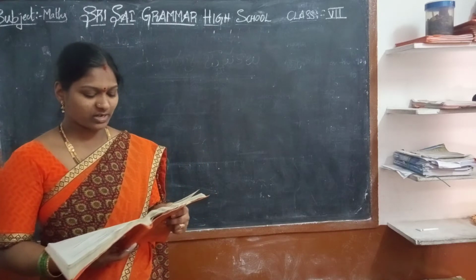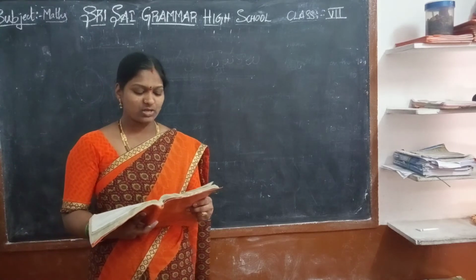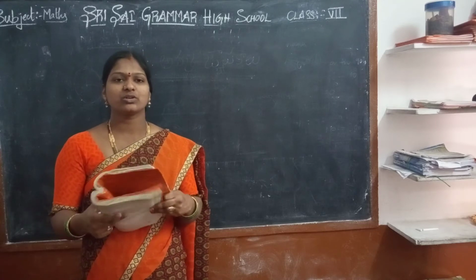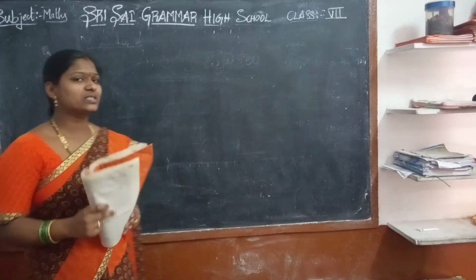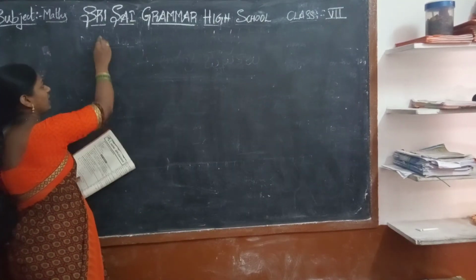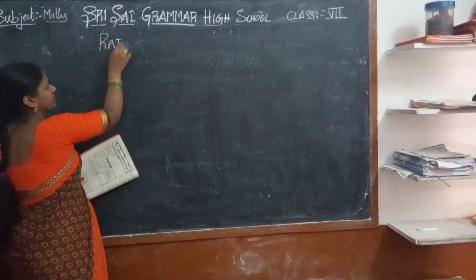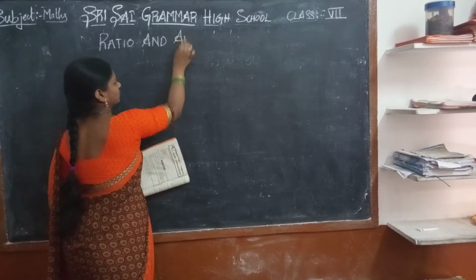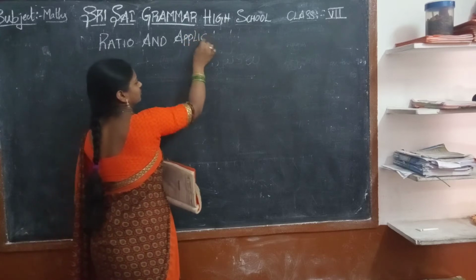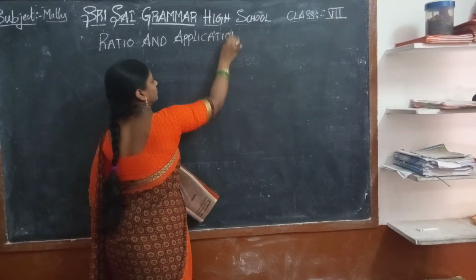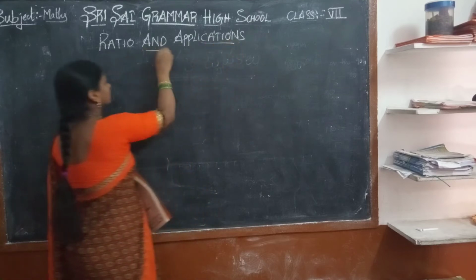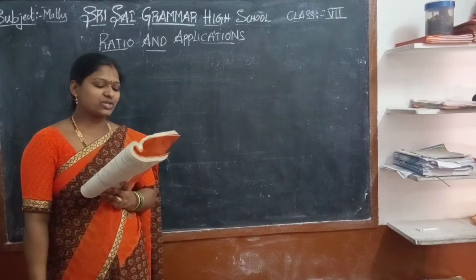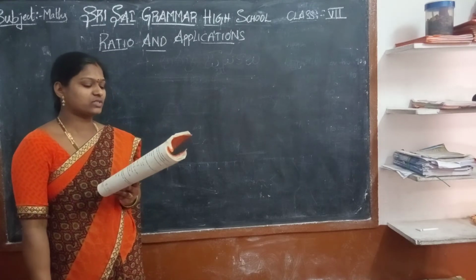A ratio is an ordered comparison of quantities of the same unit. See, it is compared with the same number of units. And also, what is the symbol of ratio? Ratio and applications. A ratio is an ordered comparison of quantities of the same units.